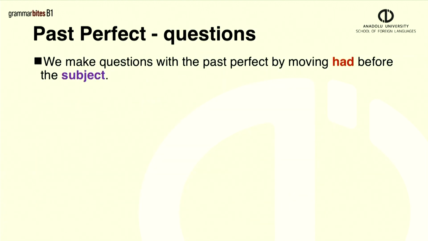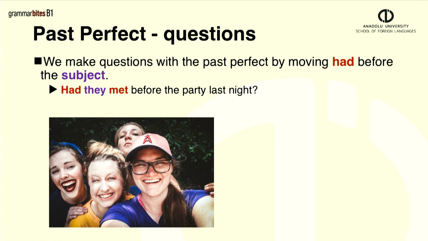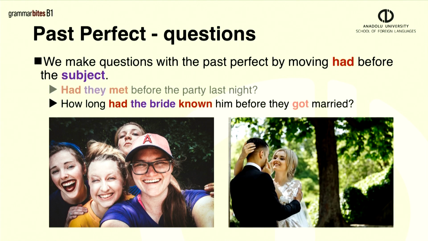To make questions with the past perfect tense, we simply move had before the subject. Had they met before the party last night? Yes, they had. They are very good friends. How long had the bride known him before they got married?